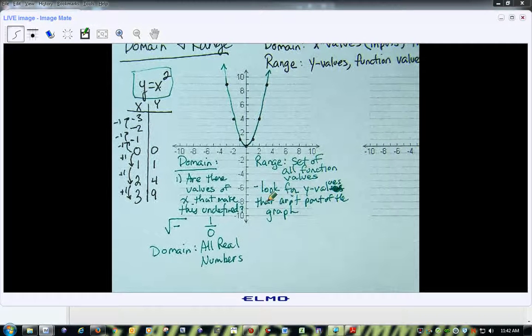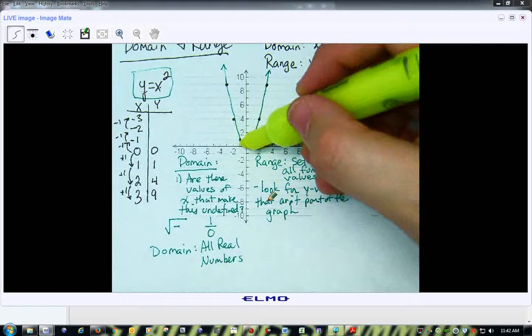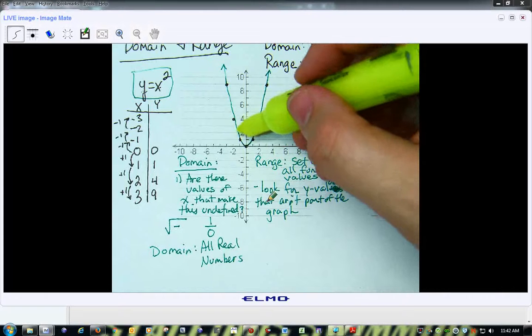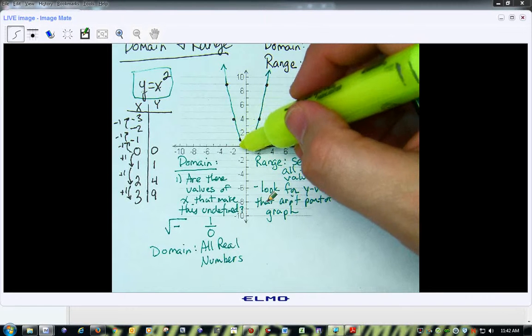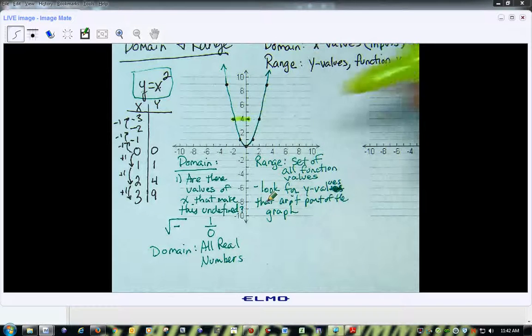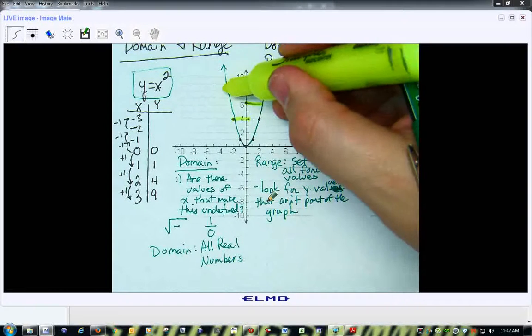Now, if I looked at the graph, does 0 work? Am I going to get a part of the graph? If I drew a line at 0, am I going to hit the graph? If I drew a line at 4, do I hit the graph? At 6, do I hit the graph? At 8? What about at -4? No.